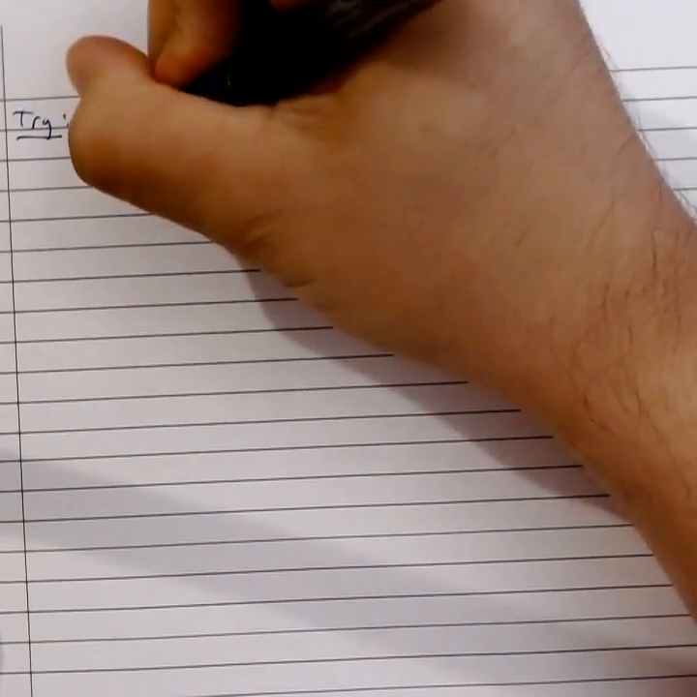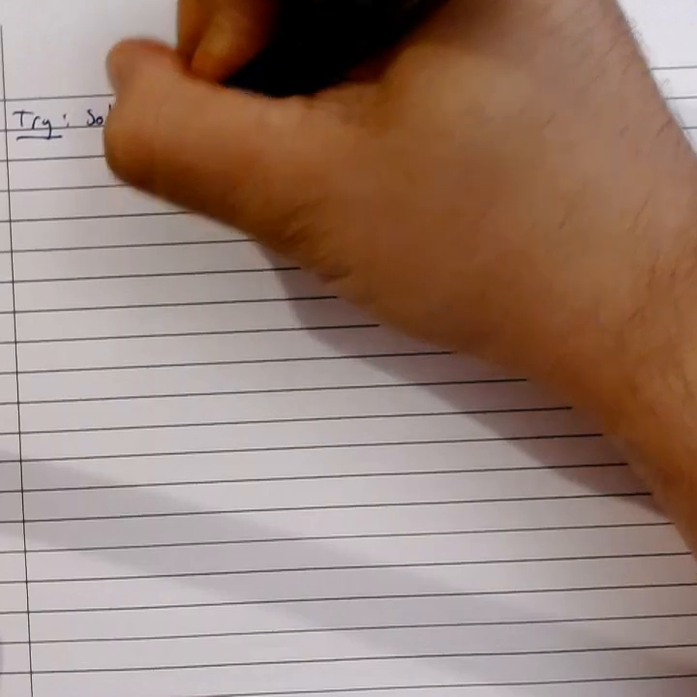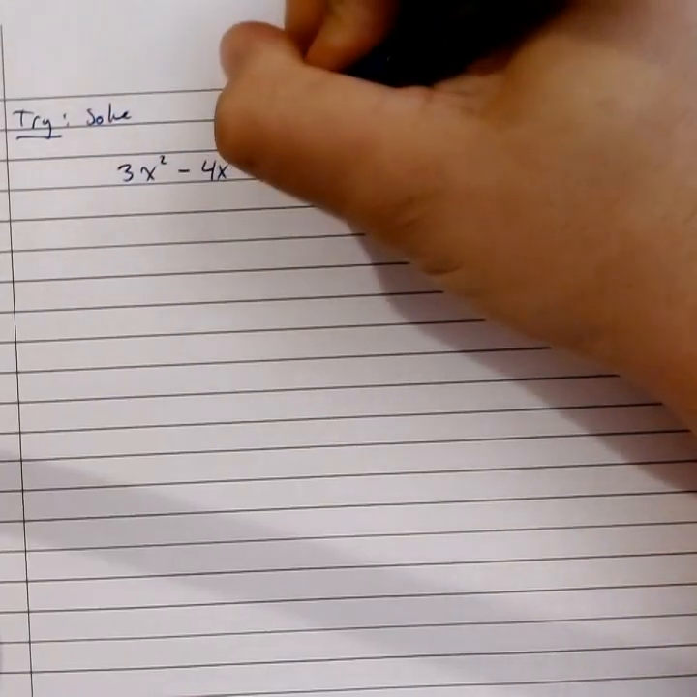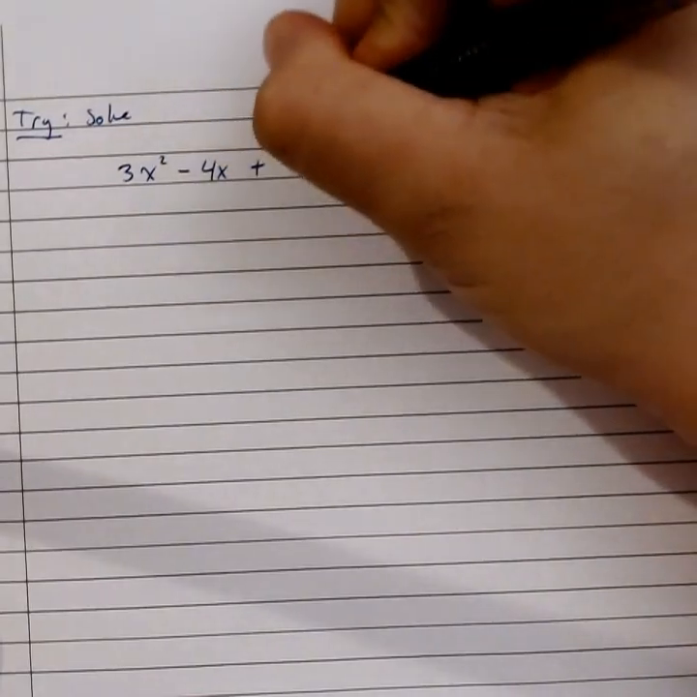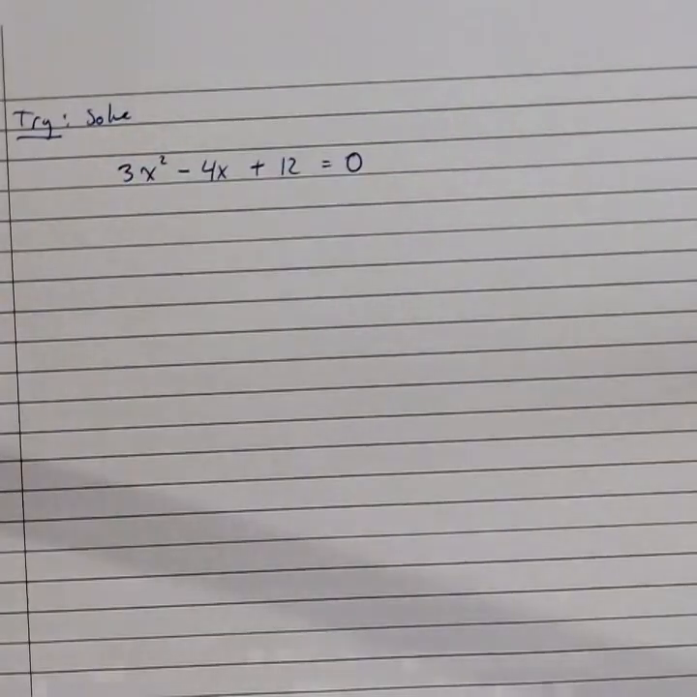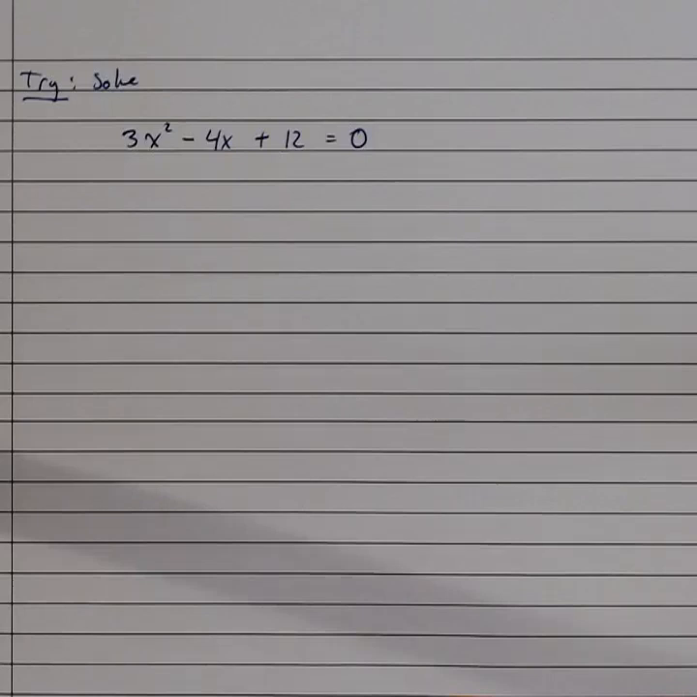Solve. Oh, let's have you try 3 times x squared minus 4x plus, oh, let's say 12 is equal to 0. Go ahead and use the quadratic formula to solve this and simplify all the way down until you get a complex number or a real number.